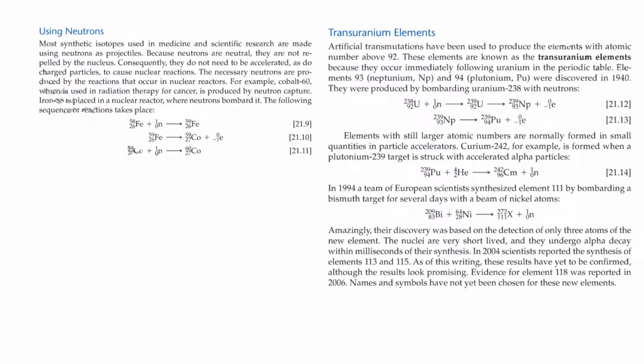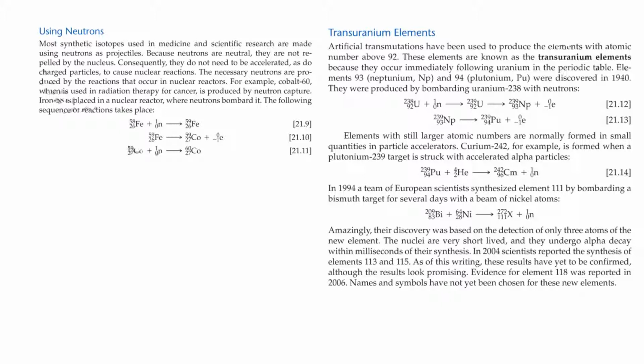Using neutrons. Most synthetic isotopes used in medicine and scientific research are made using neutrons as projectiles. Because neutrons are neutral, they're not repelled by the nucleus. Consequently, they don't need to be accelerated as do charged particles to cause nuclear reactions. The necessary neutrons are produced by reactions that occur in nuclear reactors. For example, cobalt-60, used in radiation therapy for cancer, is produced by neutron capture. Iron is placed in a nuclear reactor where neutrons bombard it. The following subsequent reactions take place.